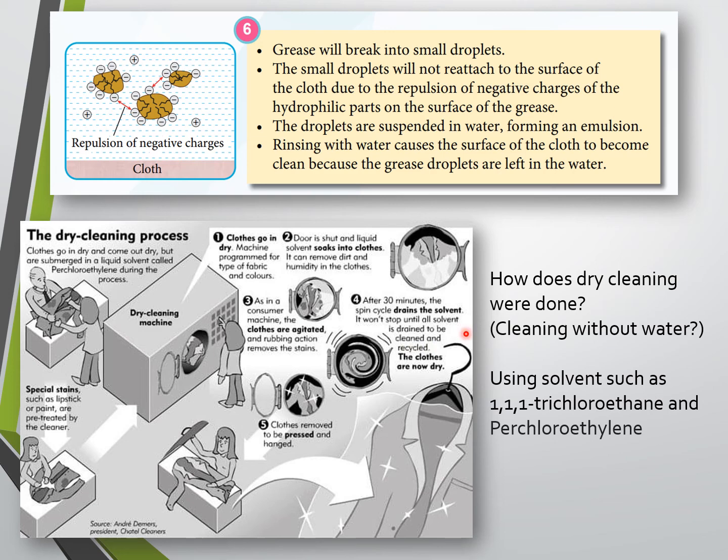Just to drain the solvent, it just needs heat, because the solvent can easily vaporize at a higher temperature. The clothes now are dry. Clothes are removed to be pressed and hung. Okay, so this is how dry cleaning is done.